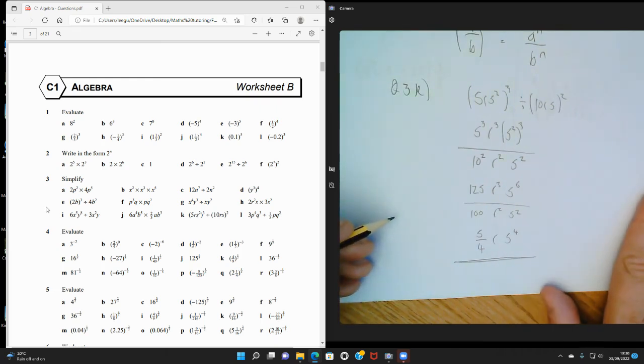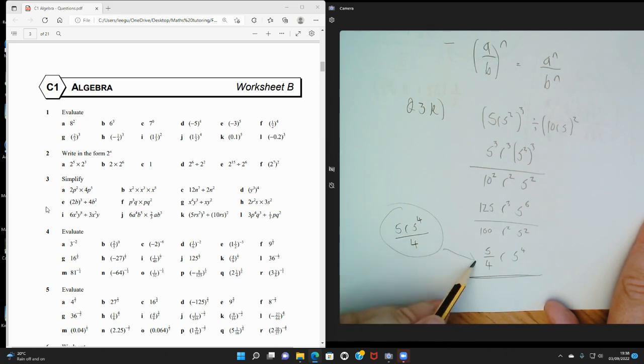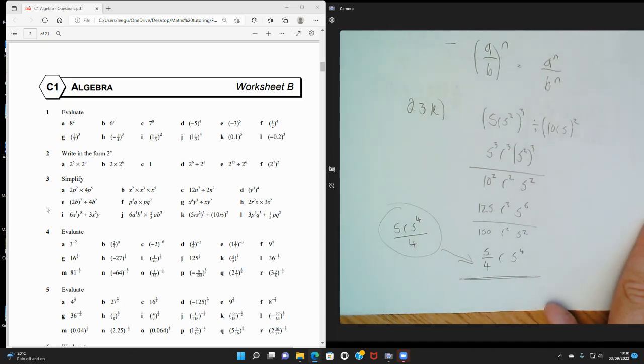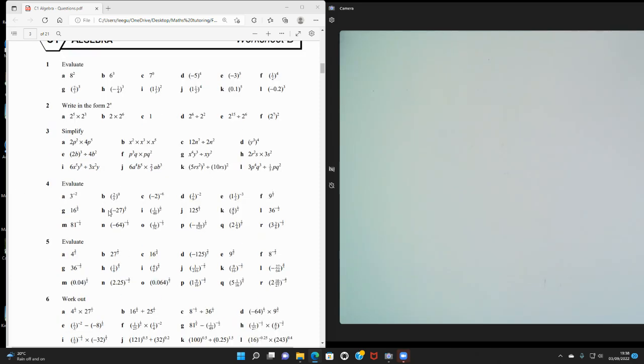This could be written in a different way. We could write this as 5 r s to the 4th all over 4. That would be an alternative way to write it, which has the same meaning as this one here. So that's an initial example using some of the laws of indices. Right, let's move on and look at something a little bit more complex now. Let's look at some of the questions from question 4.